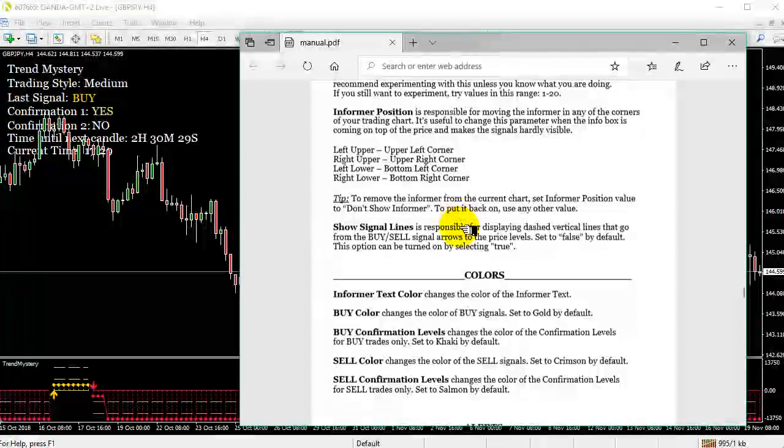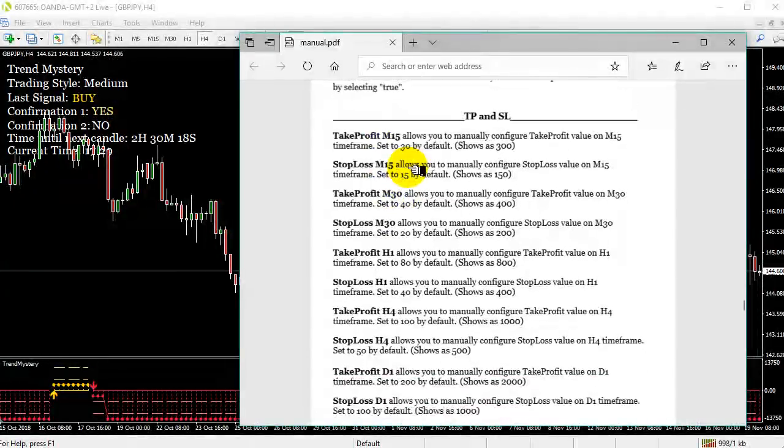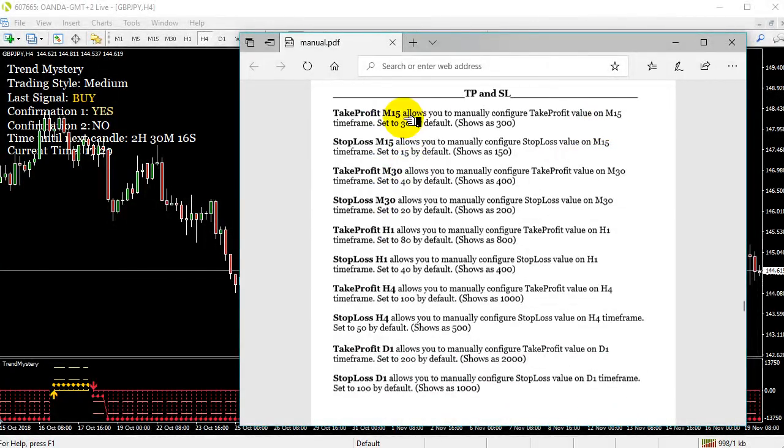We can move the informer around, colors, we already know that, alerts, right? By default, the value is set to buy, sell only, which means the alerts are generated upon new signals. Take profits, well, there you go. These are what you'd get in the alert, all right?